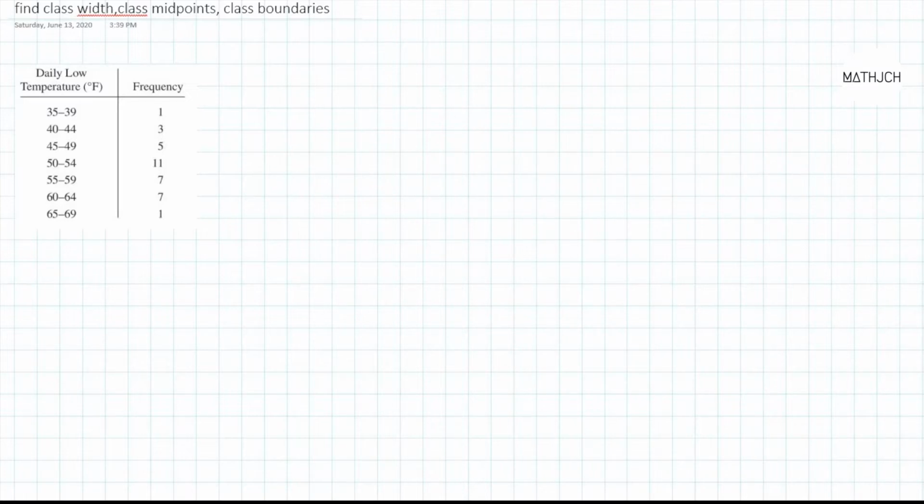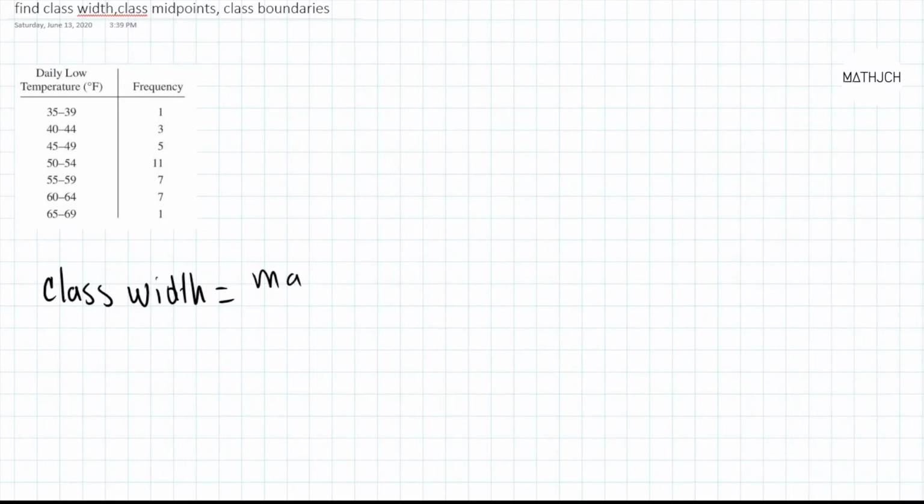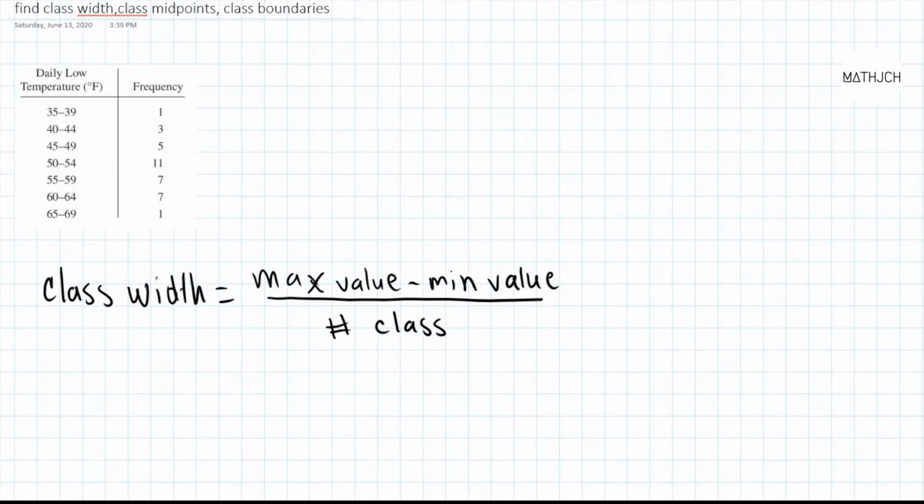For the class width, we are going to need a formula, okay? And the formula is as follows. The class width for a frequency distribution table is the maximum value minus the minimum value, all divided by the number of classes. Okay, so let's first find our maximum value.